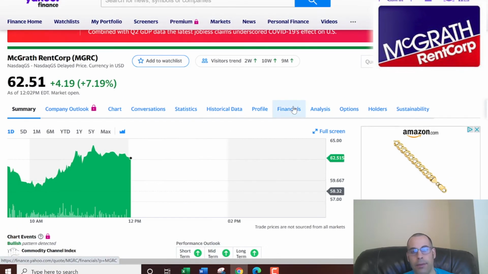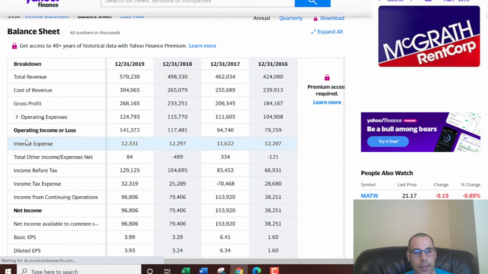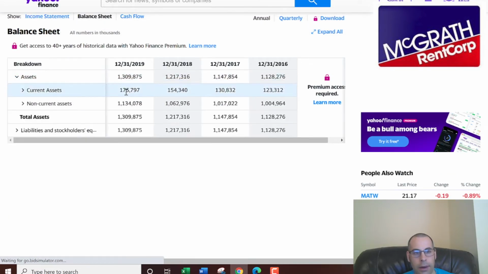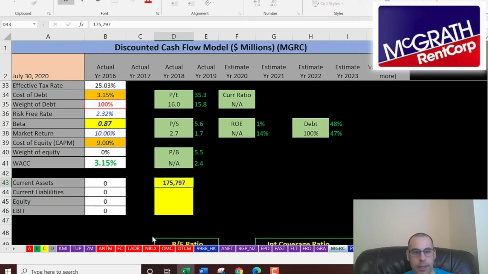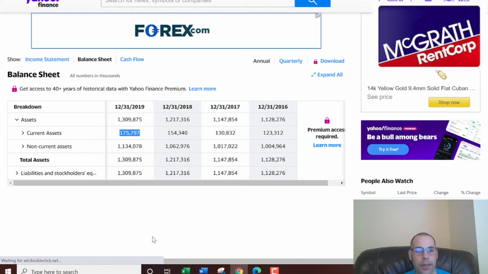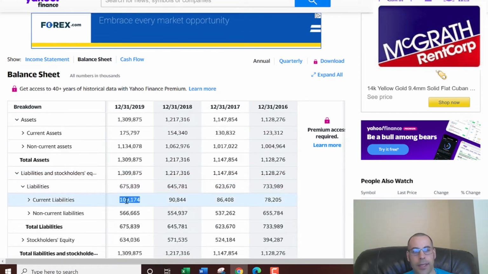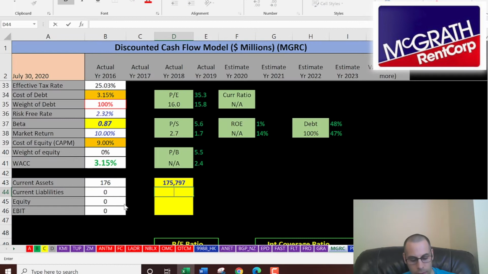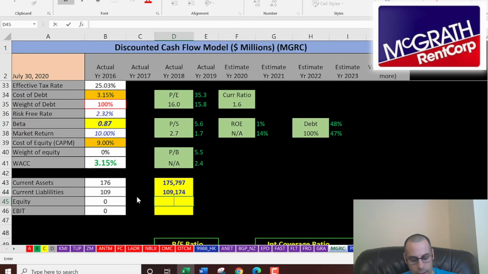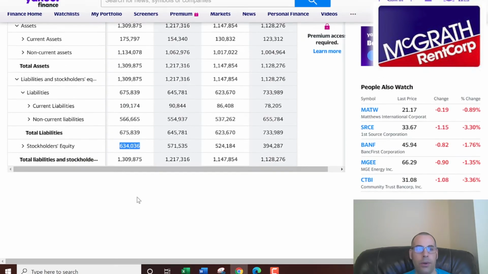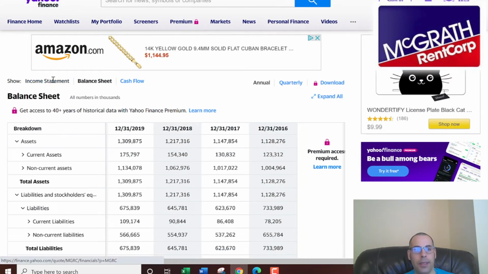Now let's go back to the financial statements and get their current assets. Current assets are mainly cash, accounts receivable, and inventory. This is $176 million. And let's get their current liabilities. We need current assets and current liabilities to calculate the current ratio later. The equity is $634 million. That's the value of the company according to the balance sheet. Equity is total assets minus total liabilities.